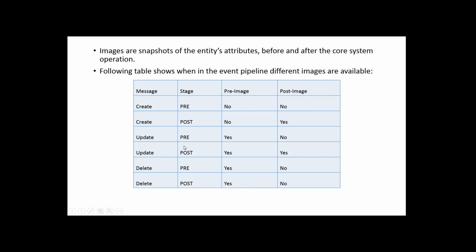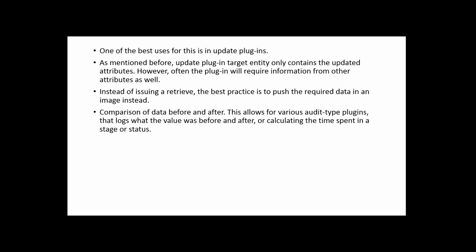What are the benefits of using images? One of the best uses is in update plugins. As mentioned before, in an update plugin the target entity only contains the updated attributes. However, the plugin may require information from other attributes as well. Instead of retrieving, the best practice is to push the required data in an image.